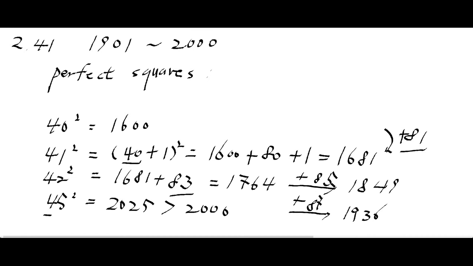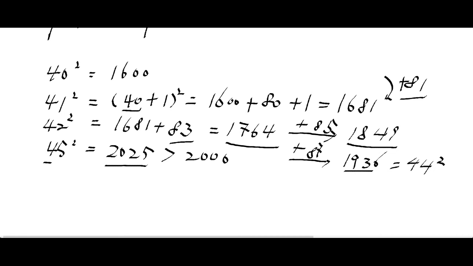This 1936 is 42 squared. This is 43 squared. So this one is 44 squared. Only one perfect square, 44 squared. 45 squared is already 2025. From this number to this number, to check that out, you just add the 89, and you will get 2025. You can also compute 44 squared as 44 times 44, but if you know the pattern of consecutive perfect squares, you just keep adding the next odd numbers. Using that idea, you can easily check that.